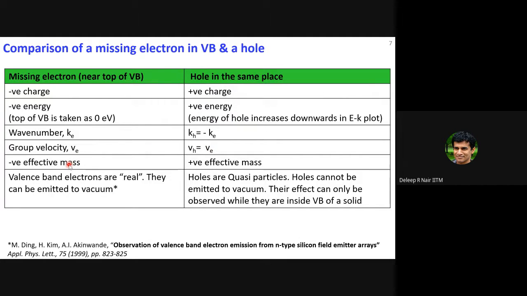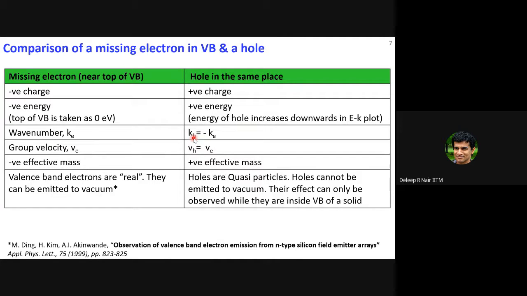However, for the effective mass, we saw that near the top of the valence band, the curvature is negative. So the electrons in that valence band have a negative effective mass. But for the holes, we have to consider them as having positive effective mass, because if you calculate the curvature of the hole bands, that is actually positive because the energy increases downward.